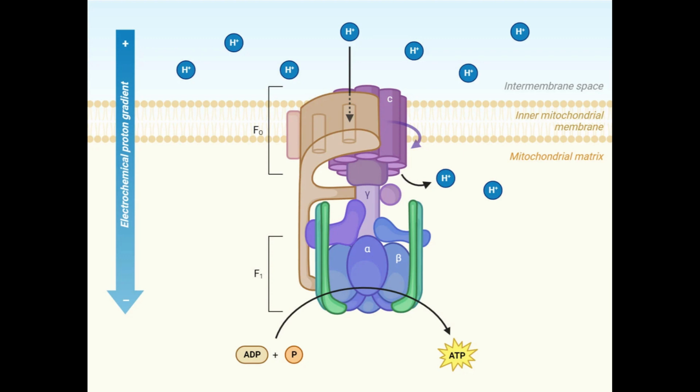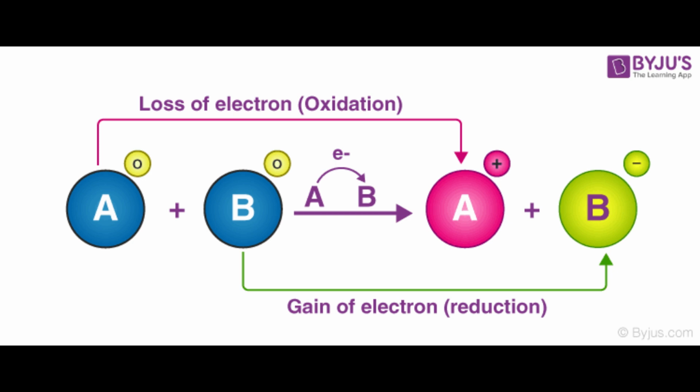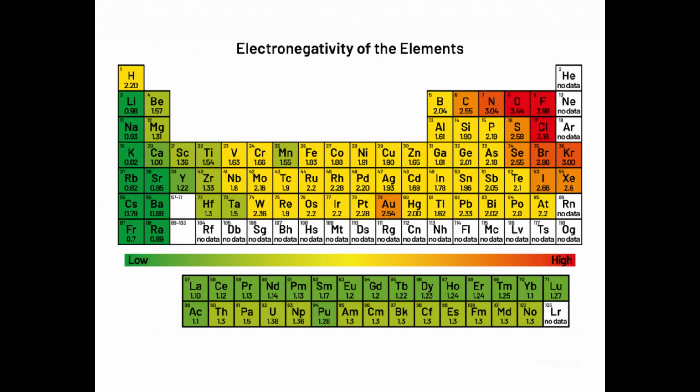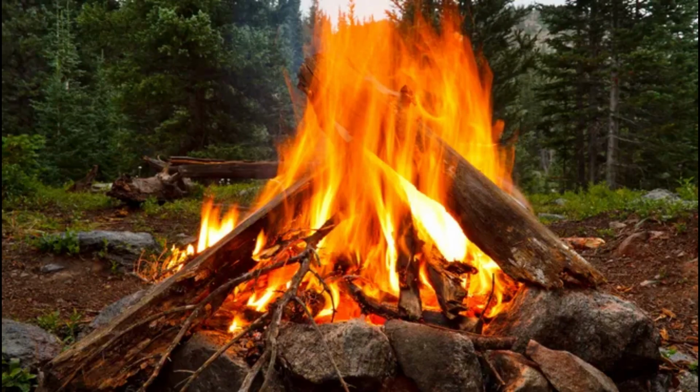Ultimately, what drives our energy metabolism is redox chemistry. Various elements have differences in electronegativity, and oxygen is more electronegative than carbon. When a more electronegative element oxidizes a less electronegative one, energy will be produced.